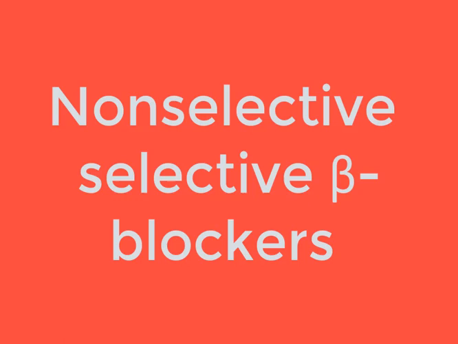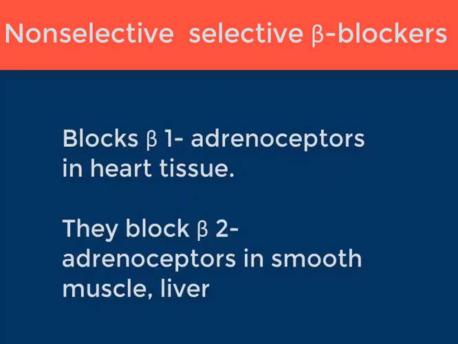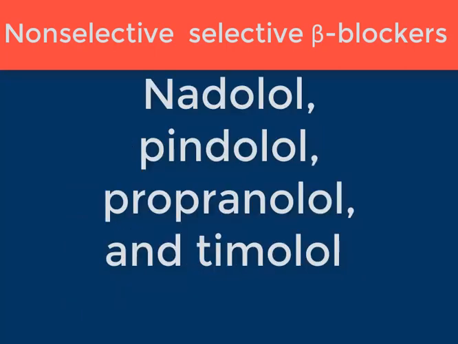Non-selective beta blockers. The non-selective beta blockers were the first beta blockers to be developed for clinical use. In addition to blocking beta-1 adrenoceptors in heart tissue, they block beta-2 adrenoceptors in smooth muscle, liver, and other tissues. Nadolol, Pindolol, propranolol, and timolol are examples of non-selective beta blockers.